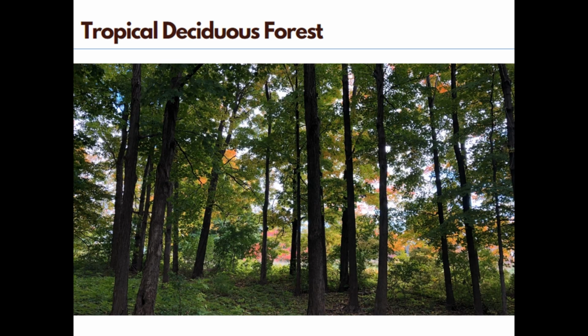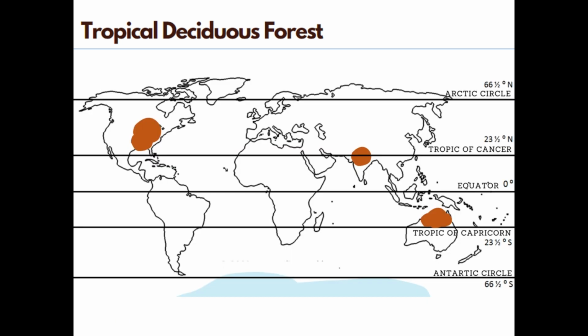Next comes tropical deciduous forest. These are also called monsoon forest. Trees in these forests shed leaves during dry seasons and they change their colors along with seasons. They are seen in India, Northern Australia, and in Central America.